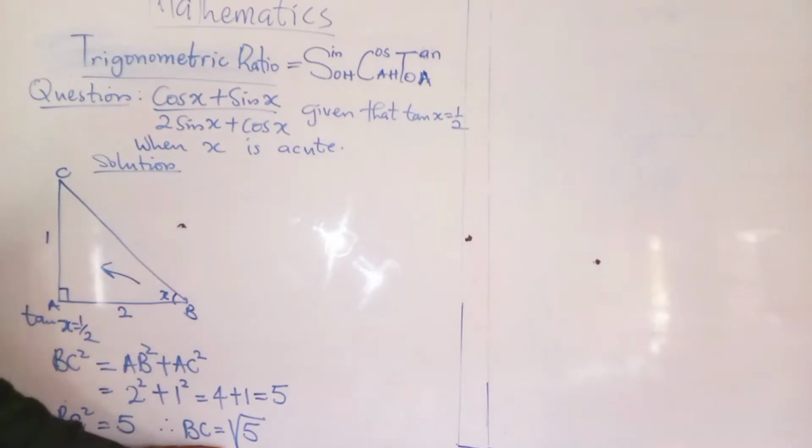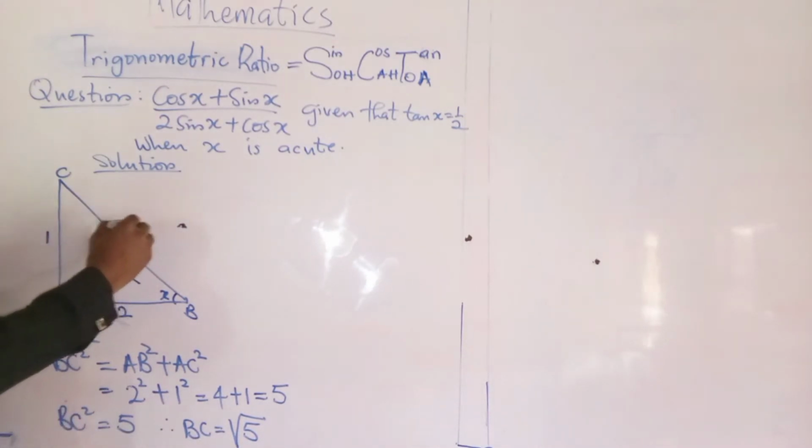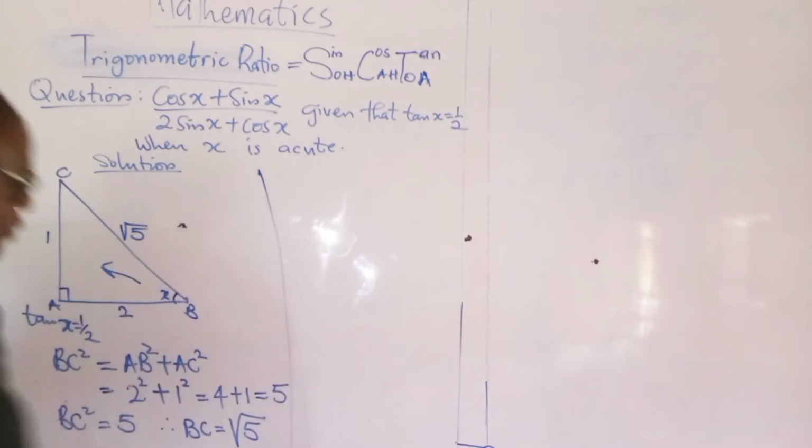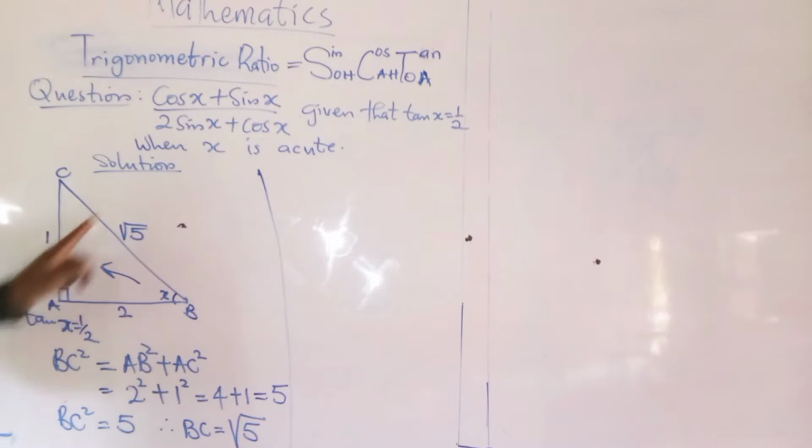You ask me how I got this. You take the square root of both sides. Then the square root of BC squared gives us BC. That is how we got the value BC is equal to the square root of 5. So we have square root of 5 here. We continue. Now we can find the value of sine and cos here.